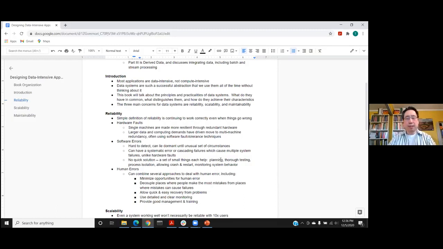So reliability, the simple definition he gives is things continue to work right even when various things go wrong. And then he explains different kinds of things. For hardware faults, everyone knows that hardware is not going to last forever. You're always going to have different kinds of issues. For a single machine, we've long figured out how to build servers that have two power supplies, two network cards, all kinds of redundant things, RAID arrays of disks, things like that. But as you get larger and larger, then you can't necessarily continue to scale that pattern.